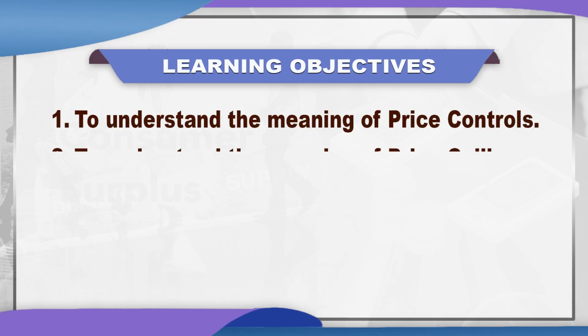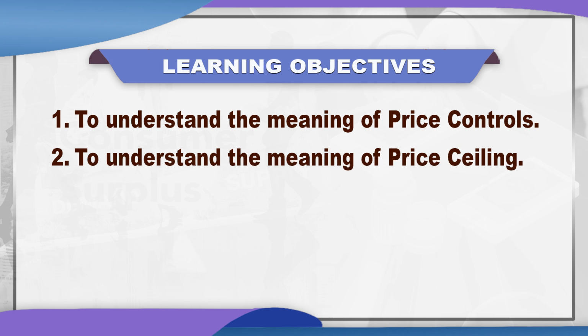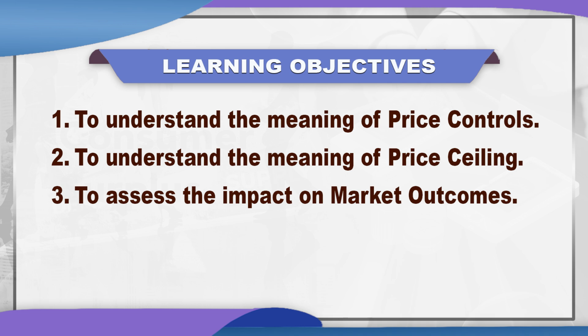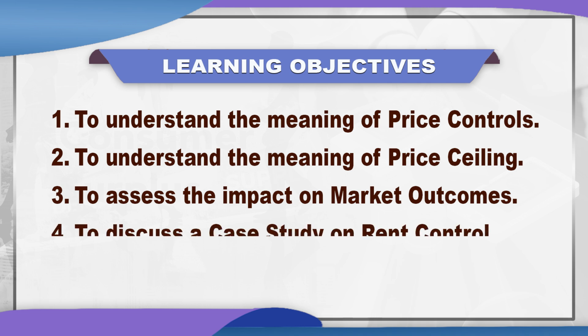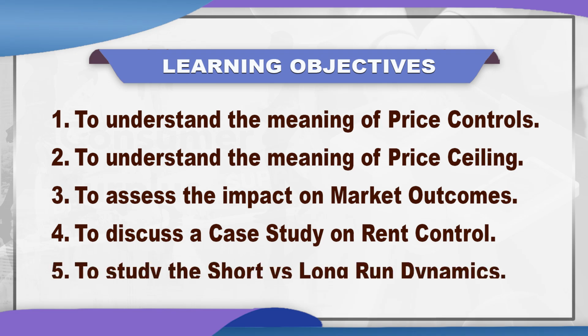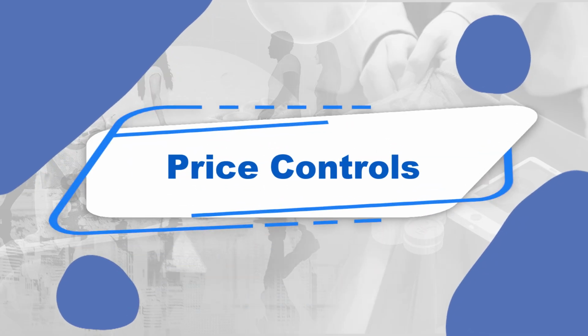The objectives are to understand the meaning of price controls in general, further to understand the meaning of price ceiling, then to assess the impact of price ceiling on market outcomes, further we discuss a case study on rent control, and finally we study the short run versus long run dynamics. Let us start with price controls.